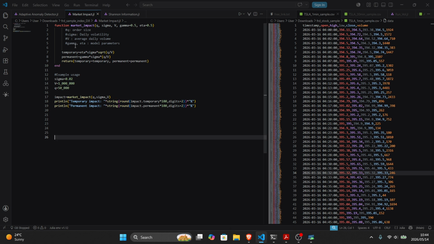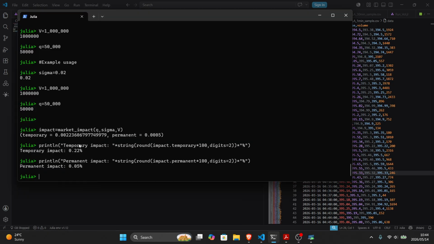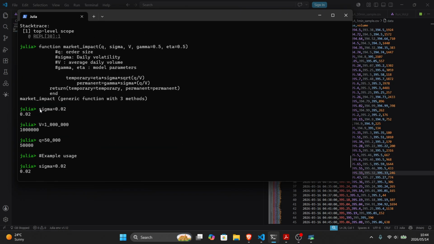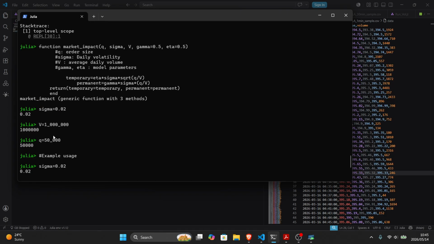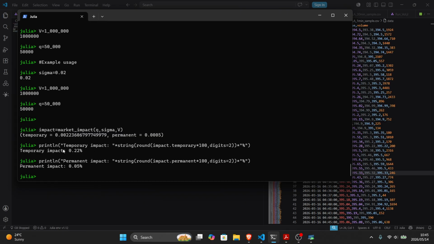Now, as you can see, it's the same code from the book. I'm just going to run it. Actually, I've already run it, so yeah. Now, we have a sigma or daily volatility of 0.02, a volume of 1,000,000, and an order quantity of 50,000, right? And now we're going to calculate this. As you can see, after calculating, we have a temporary market impact of 0.00223 and a permanent impact of 0.0005.